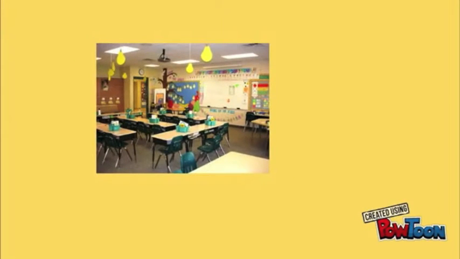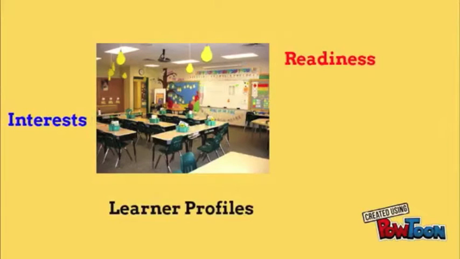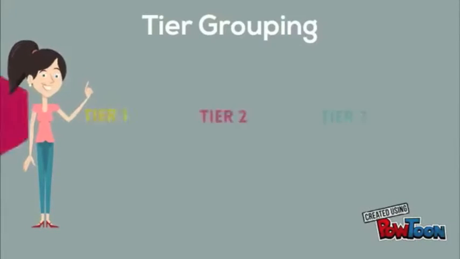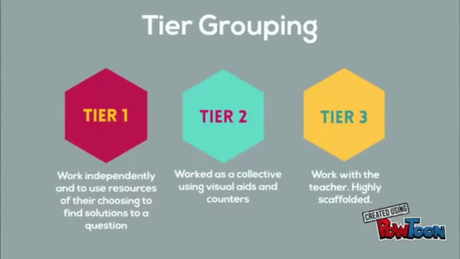In classroom situations, there are many examples of tasks being modified to suit the readiness, interests, and learner profiles of different students. For example, I observed my mentor teacher differentiating by readiness by tier grouping students based on their previous lesson outcomes and by scaffolding a maths lesson at different levels to suit the needs of each group of students.